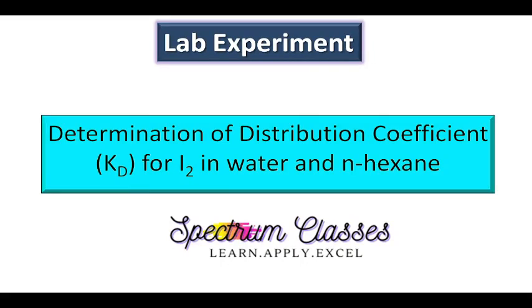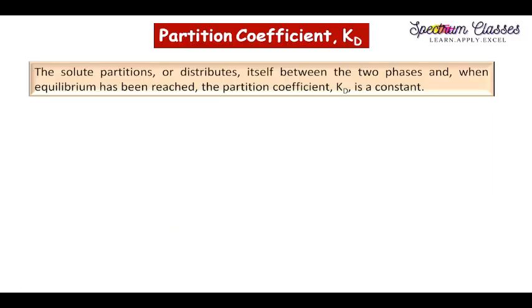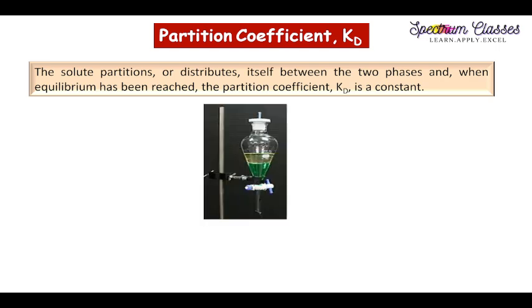In this video, we are going to perform a lab activity, and the aim is determination of distribution coefficient Kd for iodine in water and n-hexane system. So here I am just going to elaborate what is called partition coefficient. But before that, in which apparatus are we going to perform this experiment?